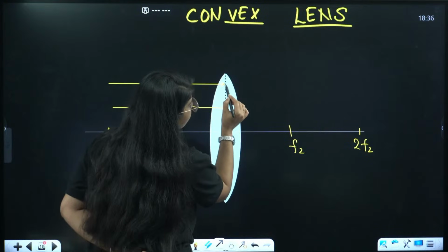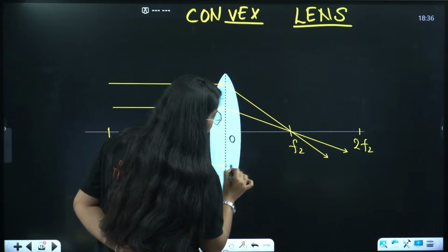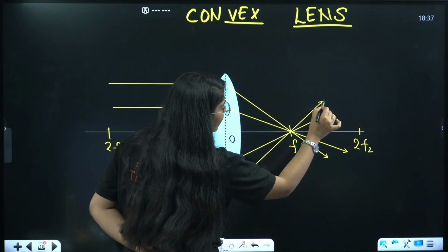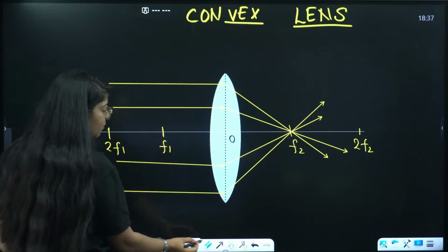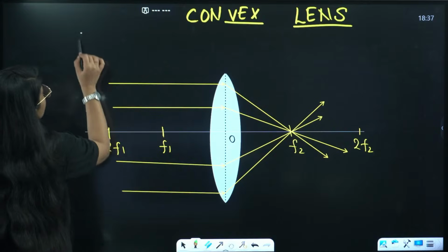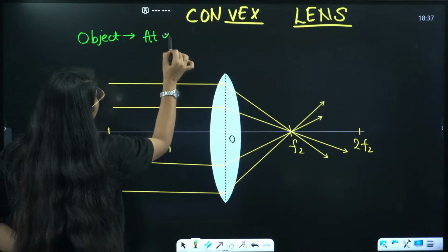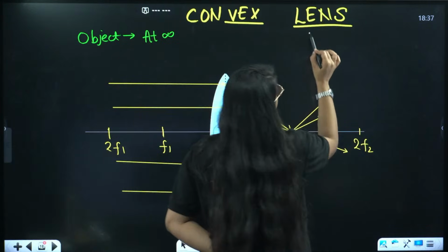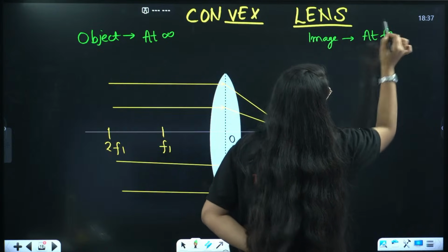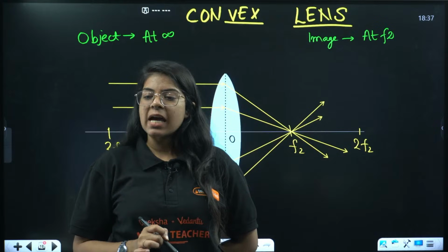So you just make the rays converge at F2, and as you can see the real rays are meeting at F2. That means the image in this case will be what? What will be the nature of image in this case, everyone? Jaldi batao. The object was at infinity and the image is at F2. What is the nature of image? Concave mirror and convex lens. Yes, the size will be same.